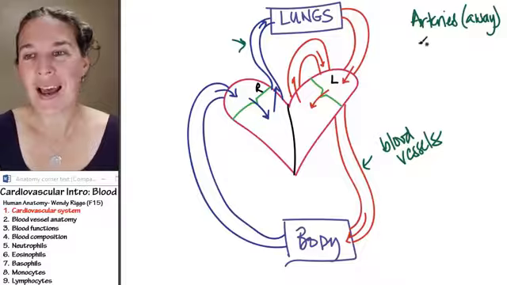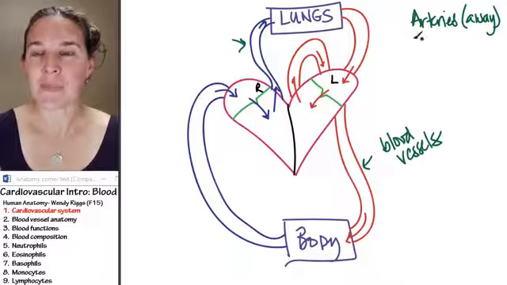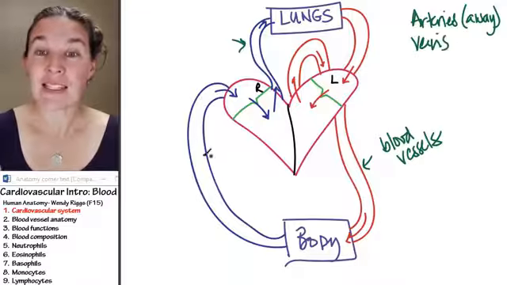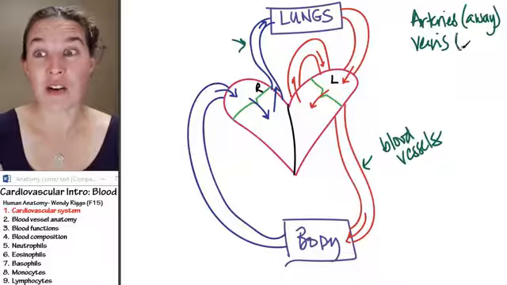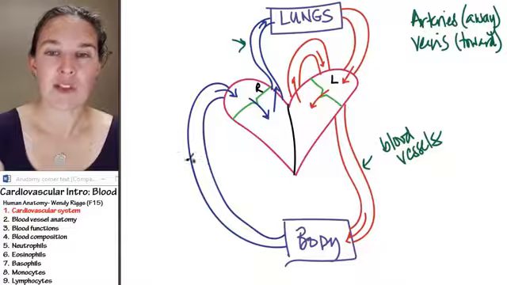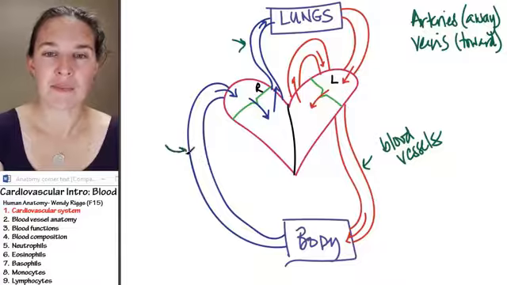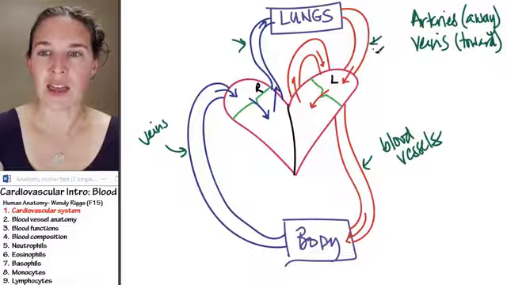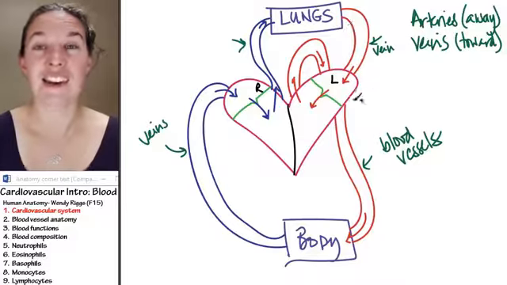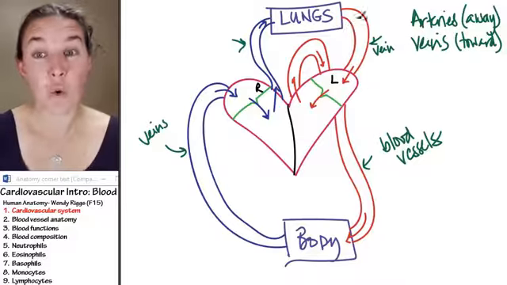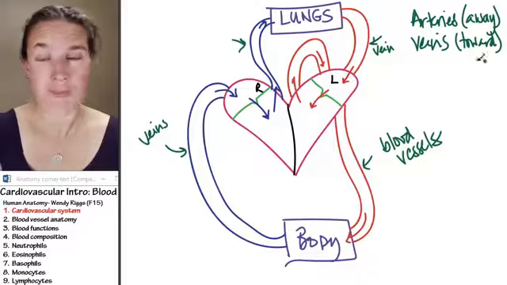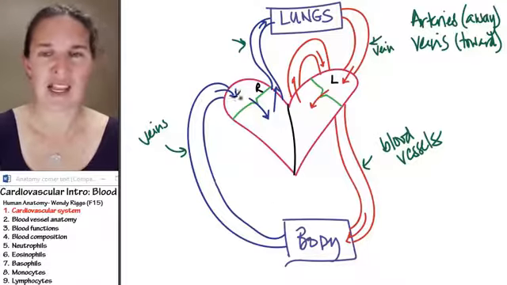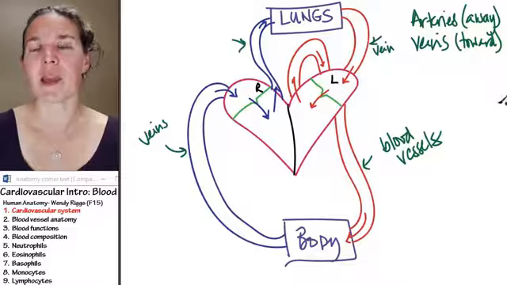You also have veins. Veins carry blood to the heart. And so these guys are veins. Here is a vein that's carrying oxygenated blood toward the heart from the lungs. Most veins carry deoxygenated blood.